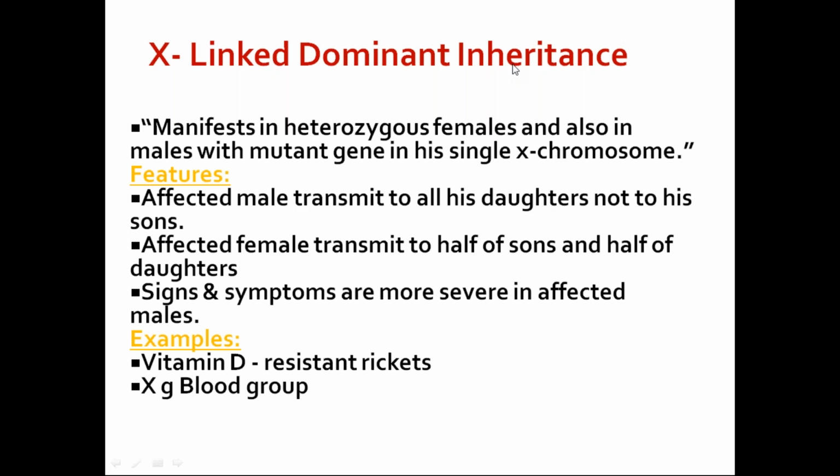In X-linked dominant inheritance, an example is vitamin D resistant rickets. Another example is the XG blood group. These are X-linked dominant inheritance. Some conditions like Rett syndrome, Bloom syndrome, and Goltz syndrome may also be examples of X-linked dominant inheritance.